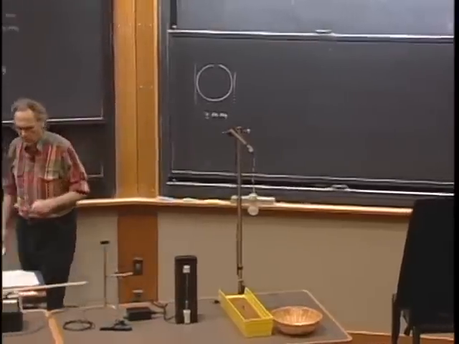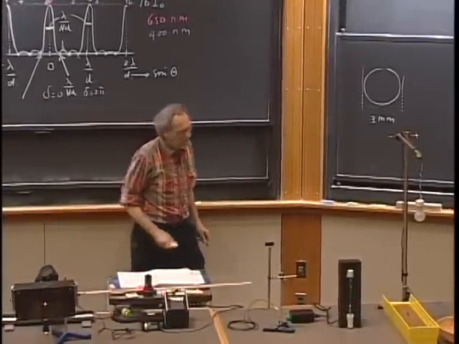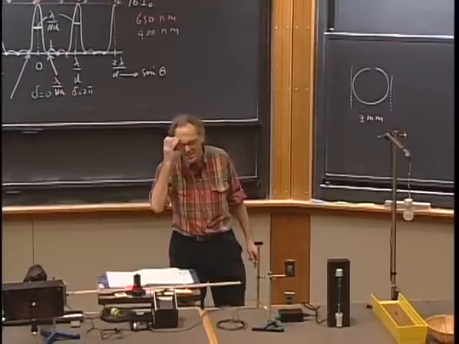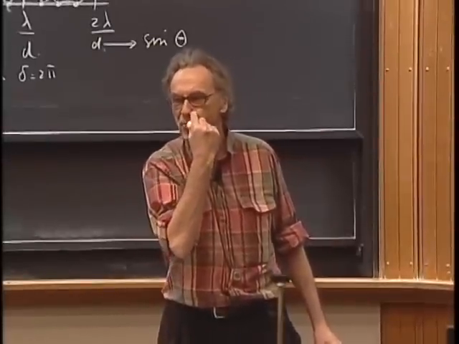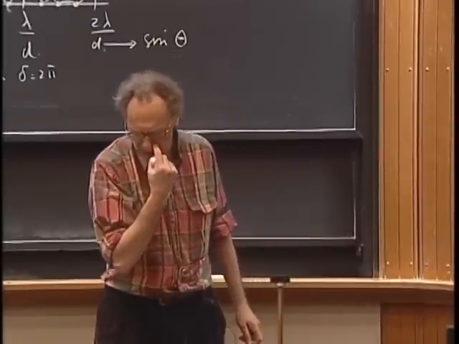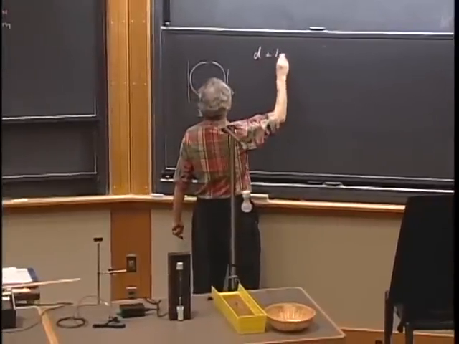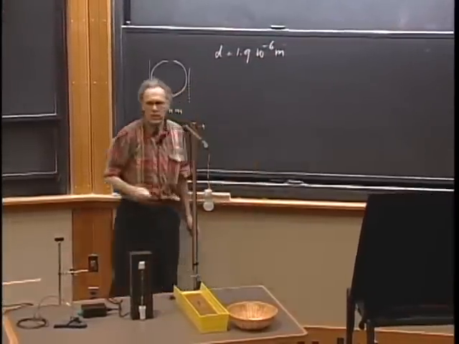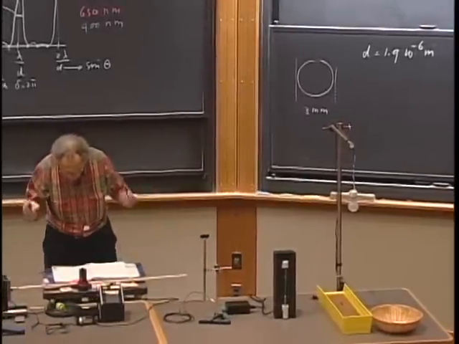Your grating, believe it or not, is a super grating. That grating has 13,400 lines per inch. Imagine how anyone can put grooves in your plastic. 13,400 per inch. That means that the separation d between two grooves is about 1.9 times 10 to the minus 6 meters. That is only 2 microns. How anyone can do that beats me, but it can be done.